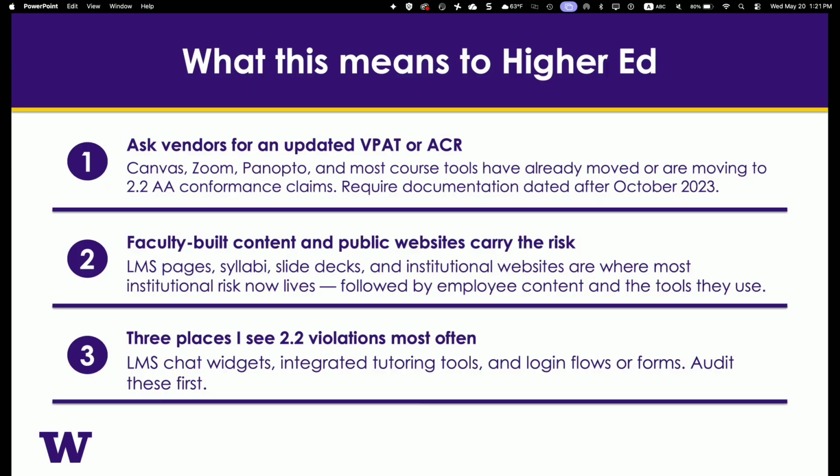The three places I see violations of 2.2 most often are LMS chat widgets, because they were great, but unless you're testing with someone who has a disability and regularly uses a screen reader, you might not know what those difficulties are. Also integrating tutoring tools, and login flows or forms. So make sure those are audited and tested.